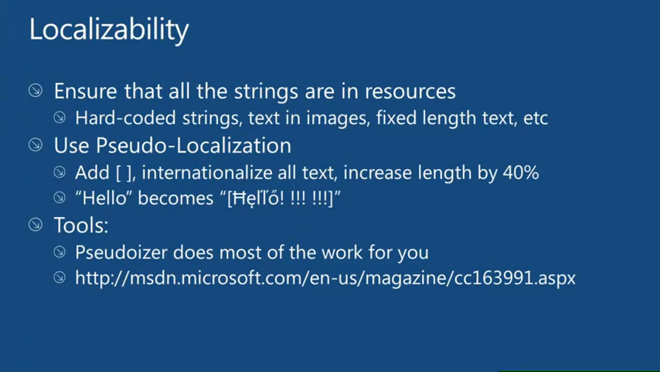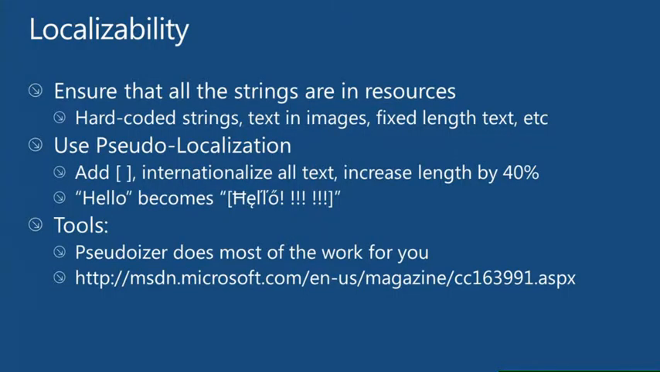Here's an example where the string hello, the same one we used earlier, instead of being hello, now becomes open square bracket, hello with these crazy accents, and then a bunch of exclamation marks and spaces and so on, and then a closed square bracket. When I look at that in my application, I'll see that the application actually can be localized. And it becomes very obvious when you do this where your hard-coded strings are, because you can see that they don't have the crazy accents, and you can also see where strings are not long enough and so on.